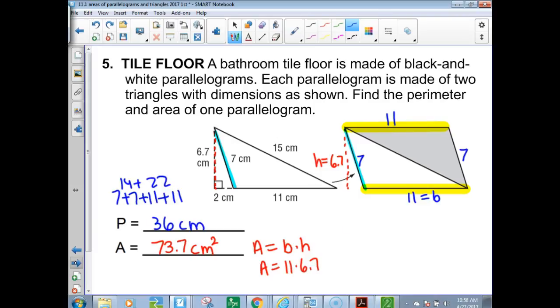Okay. Yeah, because that's that piece right there. So the 6.7 is the tallness of the parallelogram. It is not the length of a side.